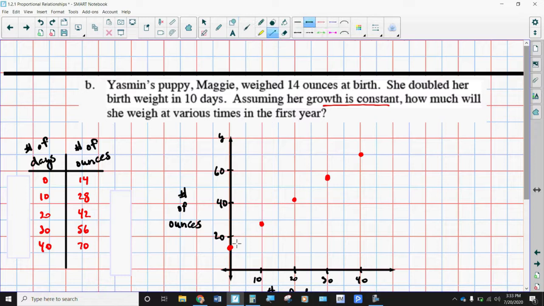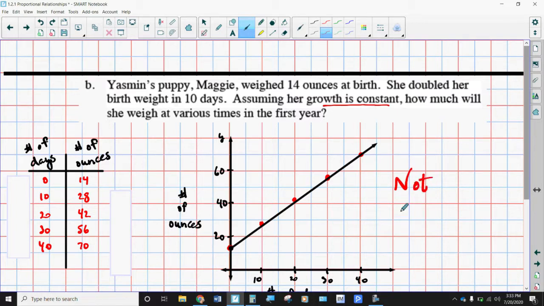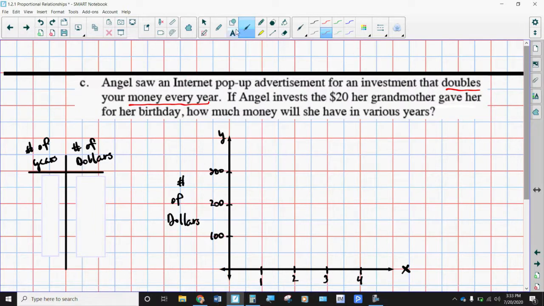So this is an example of a straight line, which is necessary for proportional reasoning, but it didn't start at 0, 0. So it's not considered a proportion. Go ahead and say not proportional. Got it. Okay. Now for the next one.